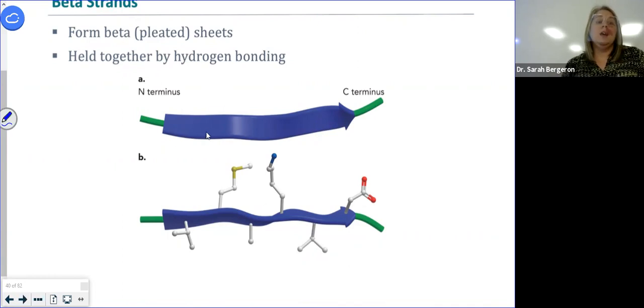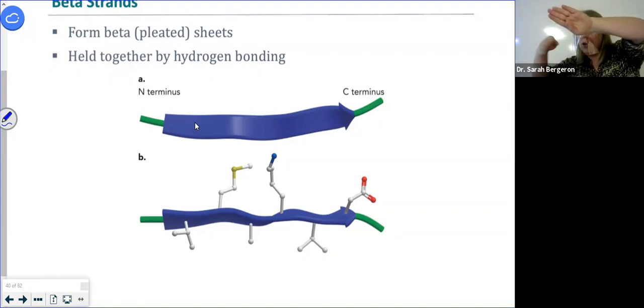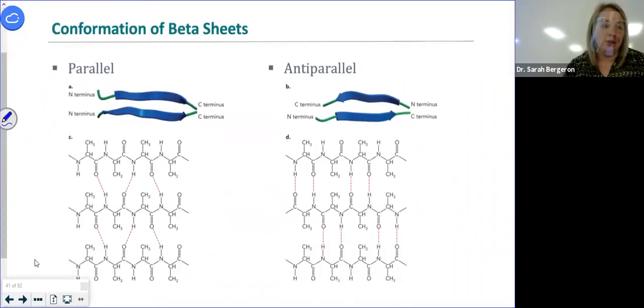Now, if you look at this in any given ribbon diagram, do you see how it looks like an arrow? The flat portion is the N terminus, the pointed arrow end is the C terminus, always. That's going to be really important because you can have beta sheets that line up next to each other and make these long sheets. There are two different ways that they can get together. They can get together parallel or anti-parallel. And they each have different characteristics.